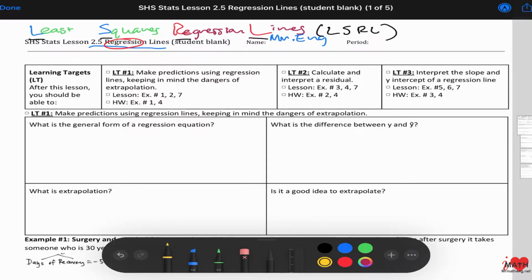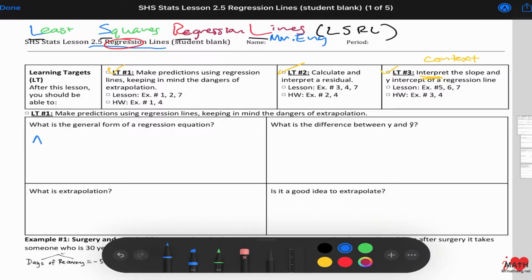What are the learning targets? Learning target number 1: make predictions using regression lines, keeping in mind the dangers of extrapolation. Learning target number 2: calculate and interpret a residual. And number 3: interpret the slope and y-intercept of a regression line. Remember, the word interpret is kind of like in context. What does that mean in the real world in that problem? Okay. So learning target number 1, what is the general form of a regression line?